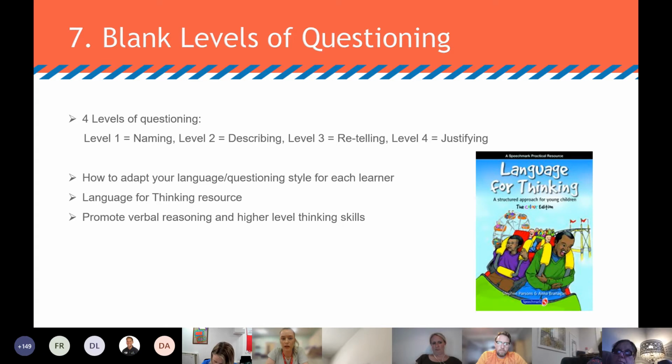I'll be going through the language for thinking resources, which are really useful as a whole class activity in English or literacy lessons, or for smaller group work or individual sessions. And it's all about promoting verbal reasoning and those higher level thinking skills.